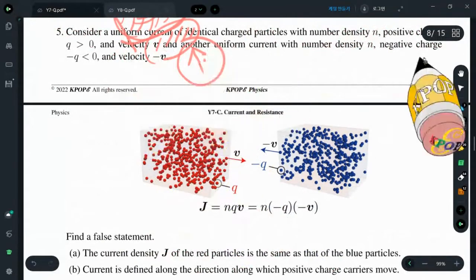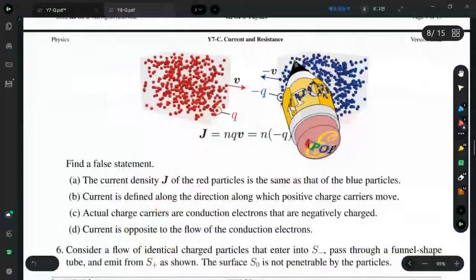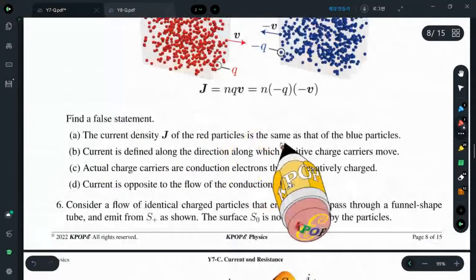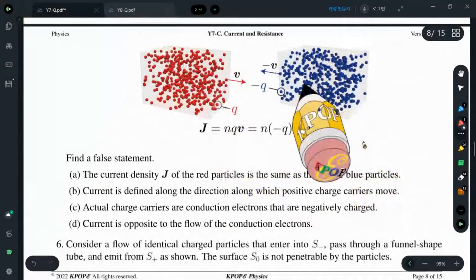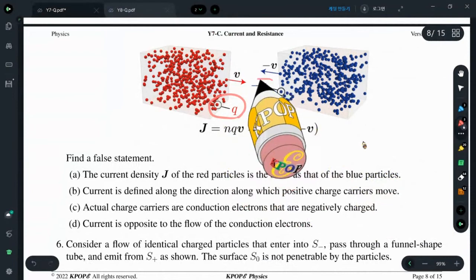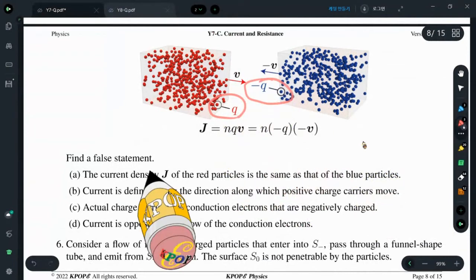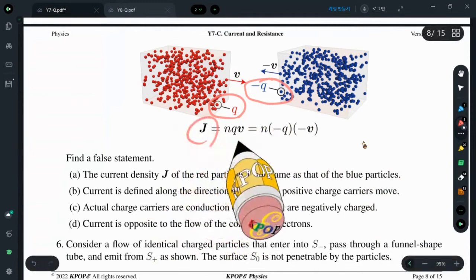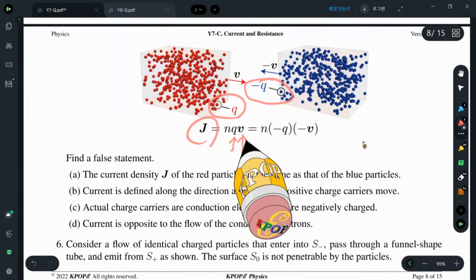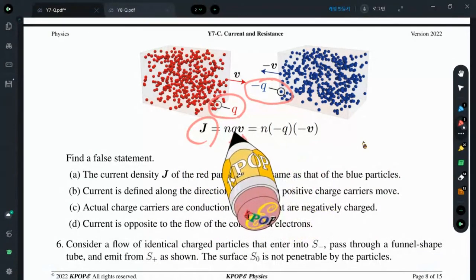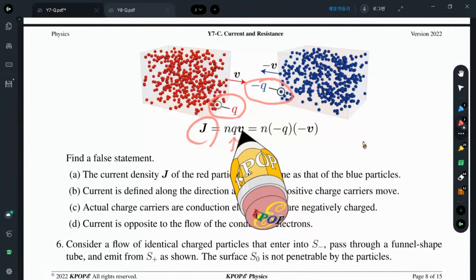Uniform current, the same problem. The current density J of the red particle is the same. The two different things are a positively charged particle and a negatively charged particle. The same current density can be achieved with Q and V, and this is true if we flip the sign of both the charge and velocity.